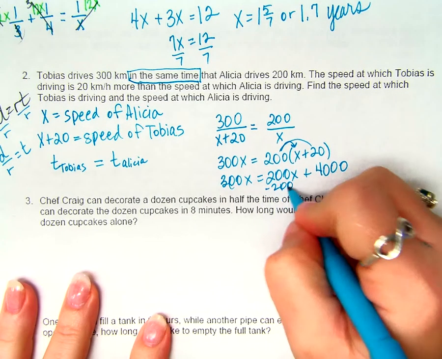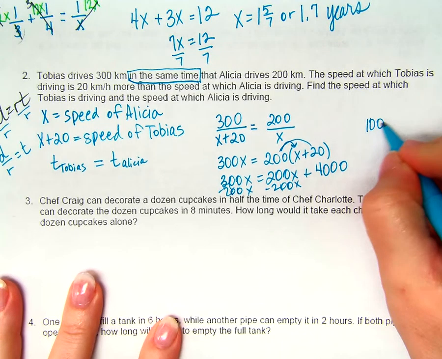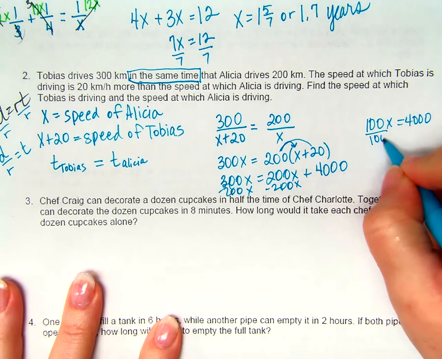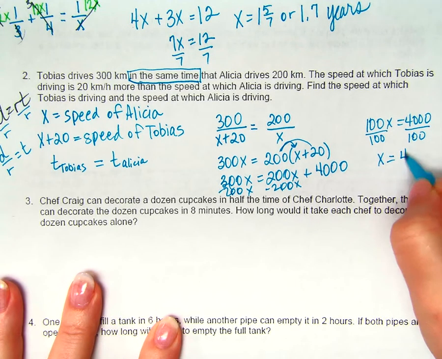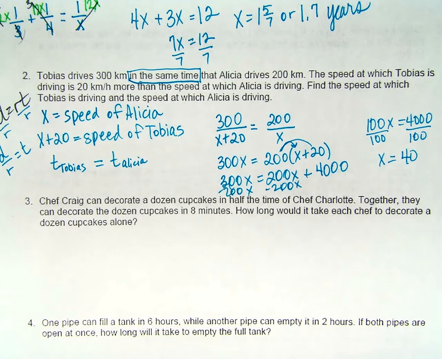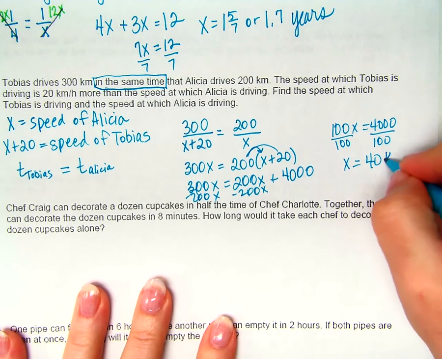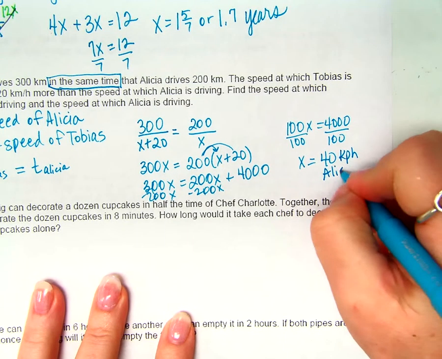Subtract 200x from both sides. That gives me 100x equals 4,000. Good. Divide by 100. X equals 40. What's that mean? So it's really kilometers per hour? And that's Alicia's speed, right?